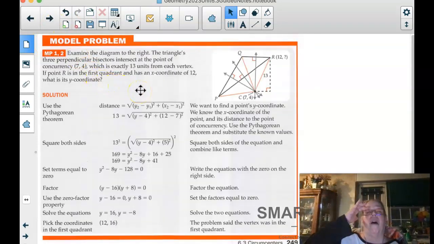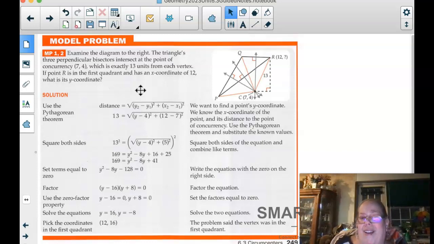Okay, here's a model problem. Examine the diagram to the right. The triangle's three perpendicular bisectors intersect at a point of concurrency (7, 4), which is exactly 13 units from each vertex. Okay? If point R is in the first quadrant and has an x-coordinate of 12, what is the y-coordinate?